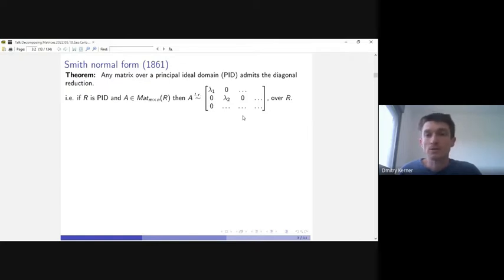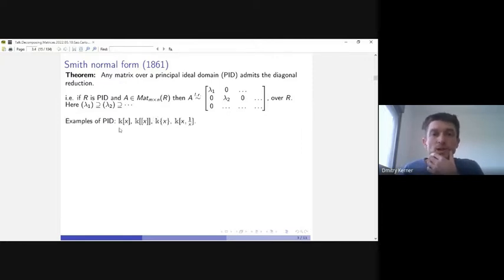Yes, now the matrix is not necessarily square, it is rectangular, so maybe there are more columns than rows, then we will have here columns of zeros. It happens. And an additional little piece is that even the entries on the diagonal, they are decreasing in the following sense. So the ideal generated by lambda 1 contains the ideal generated by lambda 2, and so on. We can arrange, in a simple manner, these entries in a non-increasing way.